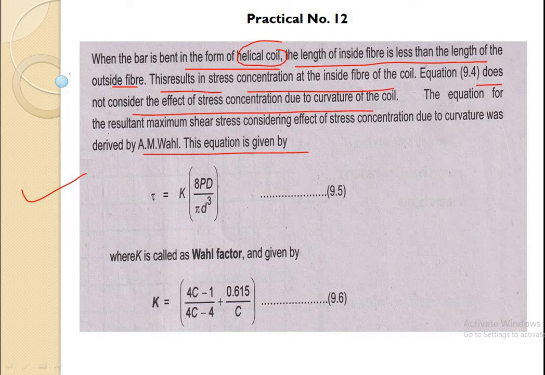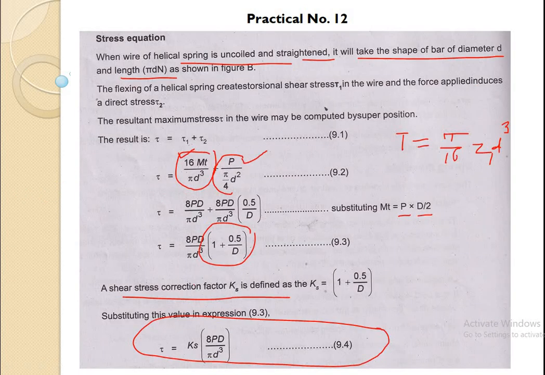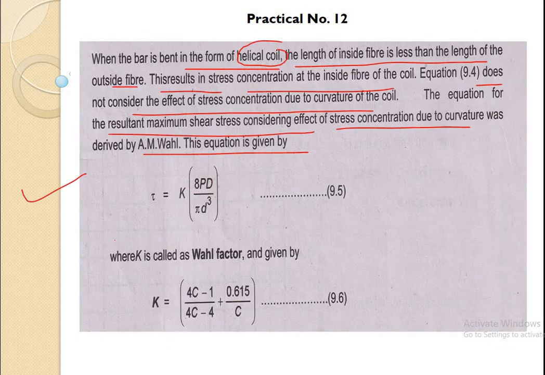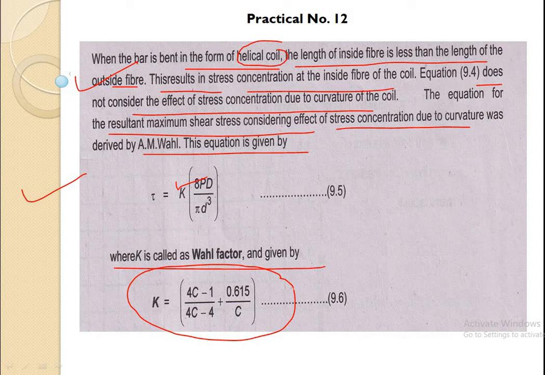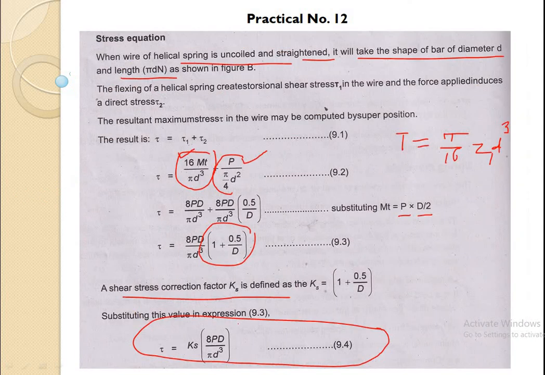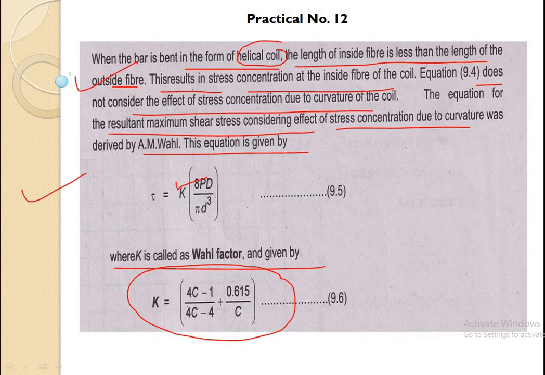The equation for the resultant maximum shear stress considering the effect of stress concentration due to curvature is derived by M. Wahl. Earlier we used Ks, that is, the stress concentration factor. Here we are taking the Wahl's correction factor, whose value is given as K is equal to. So in this case we have only considered the shear stress concentration factor, but in this case we are considering the Wahl's correction.